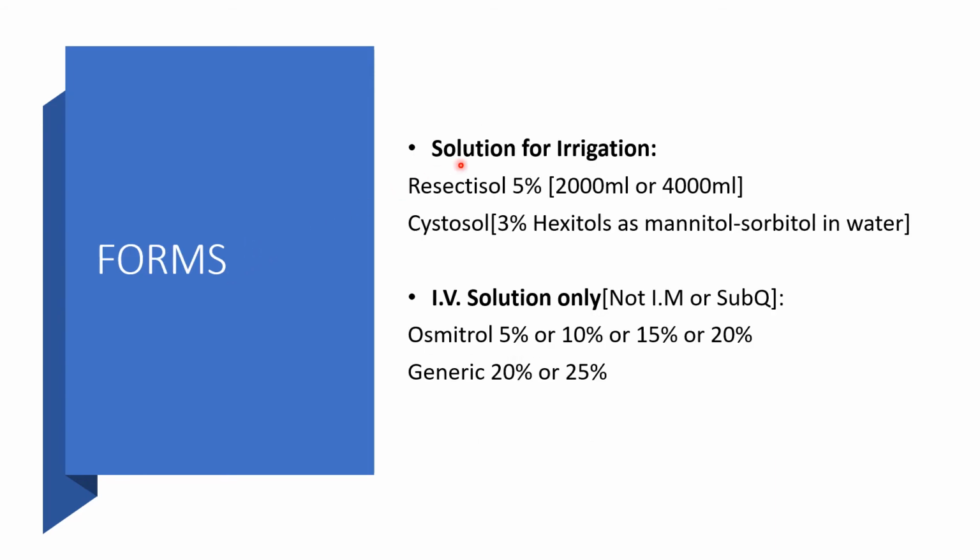Forms. When it comes to solution for irrigation in urological procedures, transurethral procedures, then sorbitol 5% will be helpful, and then it could be cytosol 3% or mannitol solution in water. But for intravenous solution only, you can have Osmitrol and the generic form. The reason is that we don't give IV solution intramuscularly or subcutaneously. The IV solution, that is mannitol, will come under the brand Osmitrol or the generic form, and it should be given intravenously.